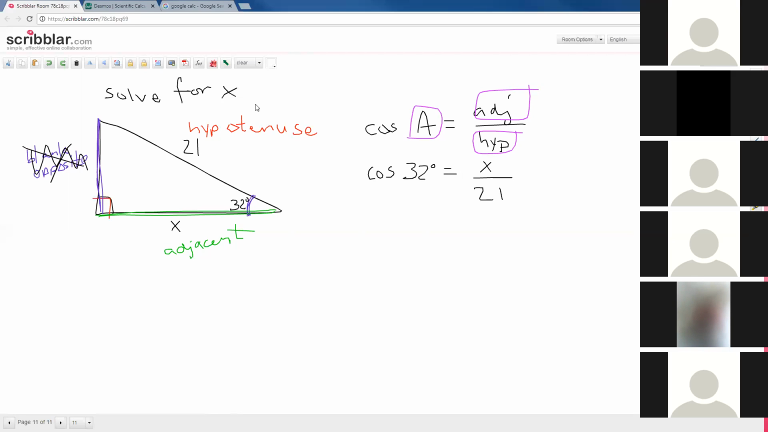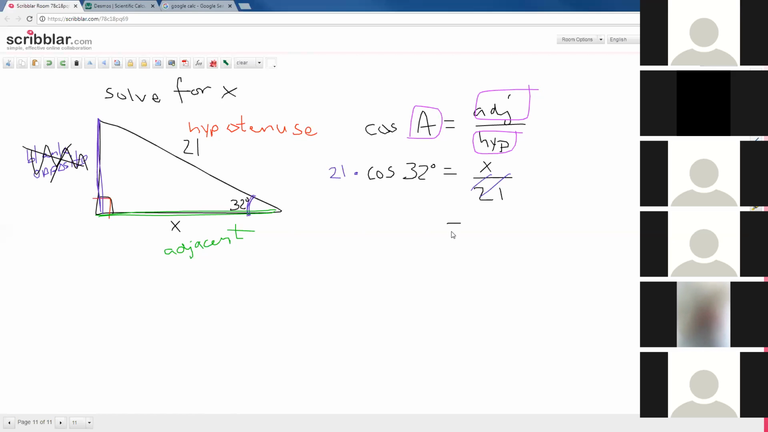Good, multiplication. We can multiply by 21. When we multiply by the 21 on the other side, it cancels out this original 21. That's the purpose of doing the opposite, is to get rid of that.